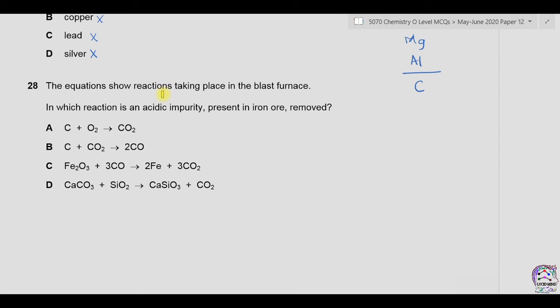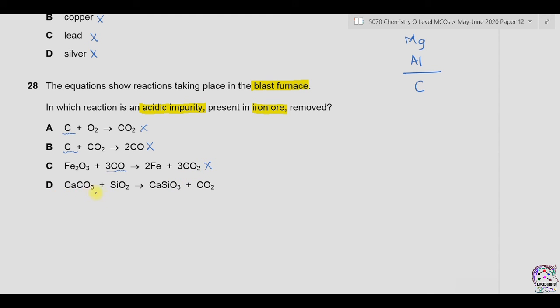Question 28. The equations show reactions taking place in a blast furnace. In which reaction is an acidic impurity present in an iron ore removed? A. Carbon plus oxygen gives carbon dioxide. Now this carbon is provided in the form of coke, so it is not the impurity present. Again, this coke reacts with carbon dioxide to form carbon monoxide, so it is not the impurity. In C we have iron oxide plus carbon monoxide, so this reaction takes place further. This is the third step of this chemical reaction. It reacts to form iron and carbon dioxide. Again, there is no impurity.